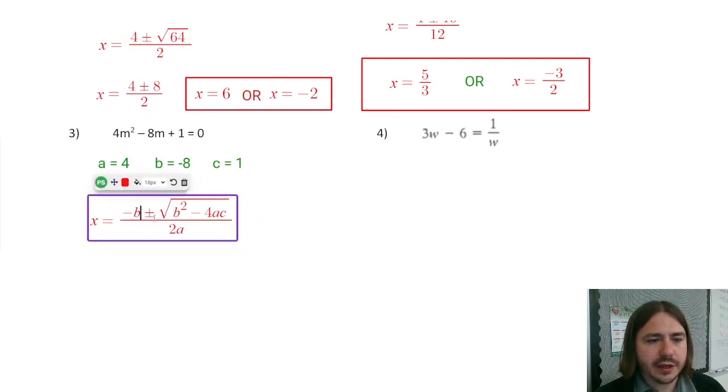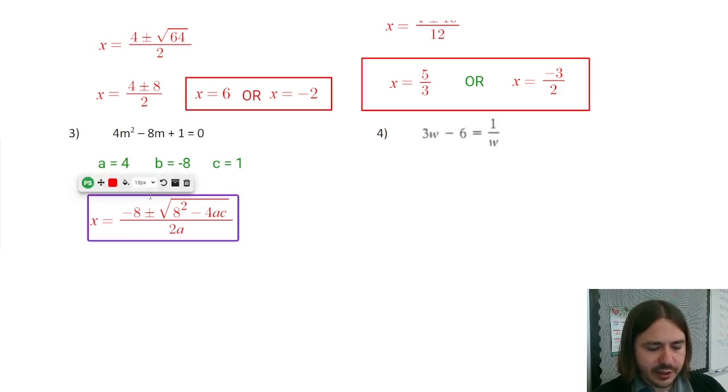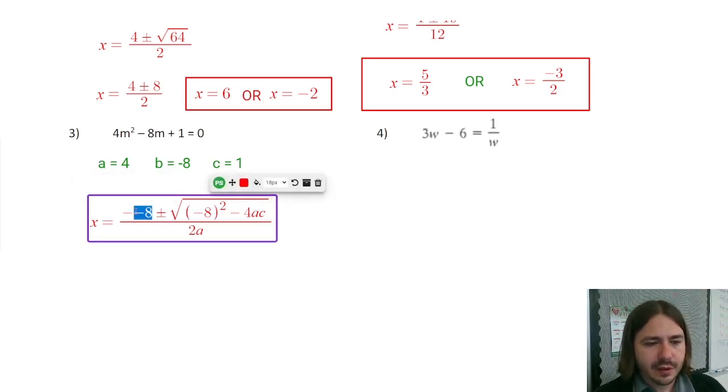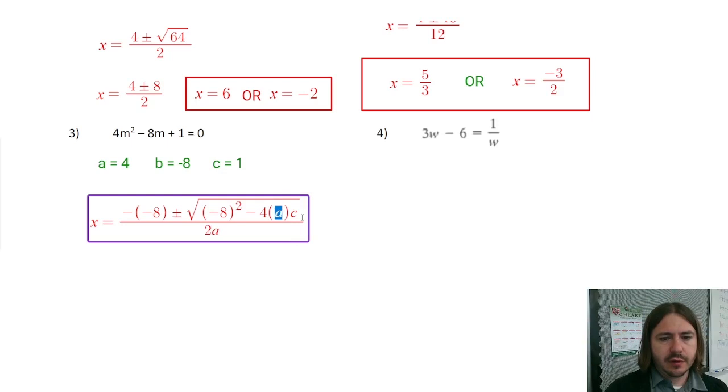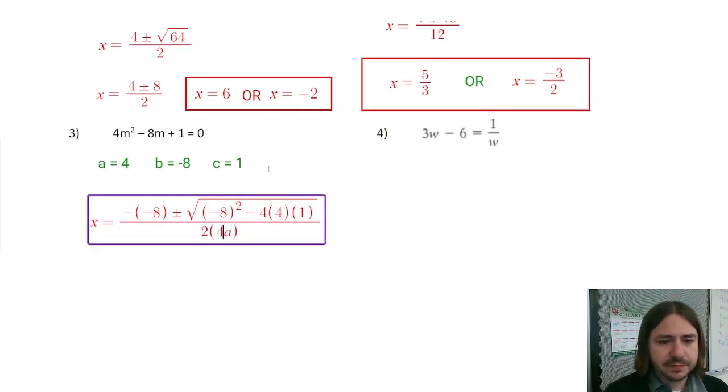So let's see here. My b value is 8. Oh, no. My b value is negative 8. So this should actually be negative 8, negative 8 squared. Careful, put those in parentheses. A is 4. And C is 1. Down here, A is still 4.